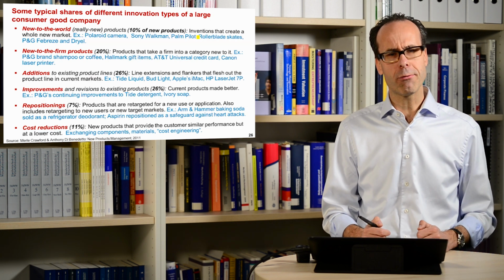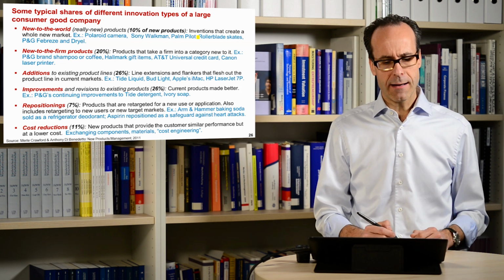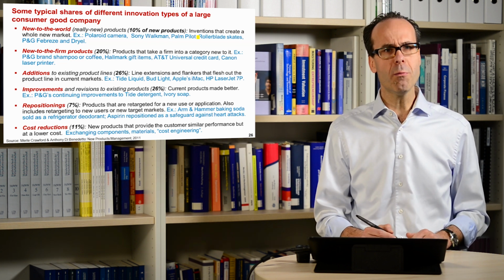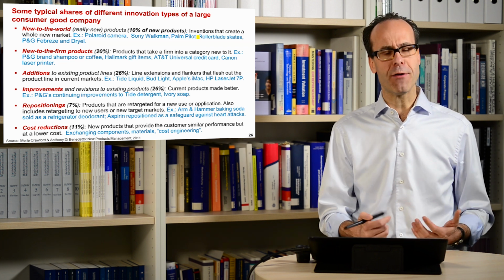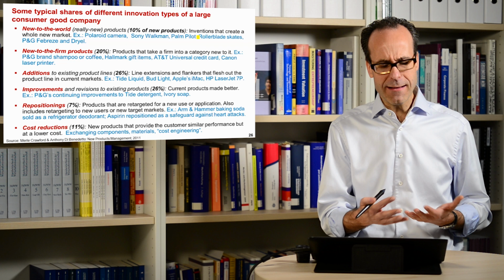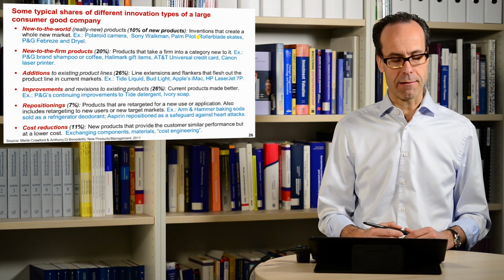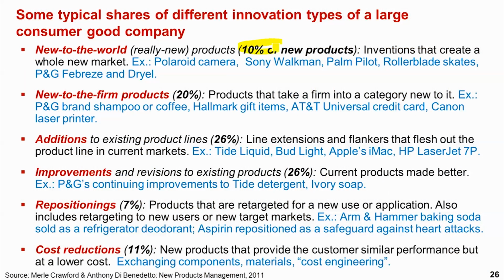Let's look a little bit into practice. In a typical large consumer good company, some scholars measured the different degree of innovativeness of their products, and you see there a little bit more granular differentiation. Just 10% of the new products were really new to the world, really new products, which we always have in the objective if we talk about innovation, but we always have to keep in mind these really radical new to the world products are really rare, also in a company.